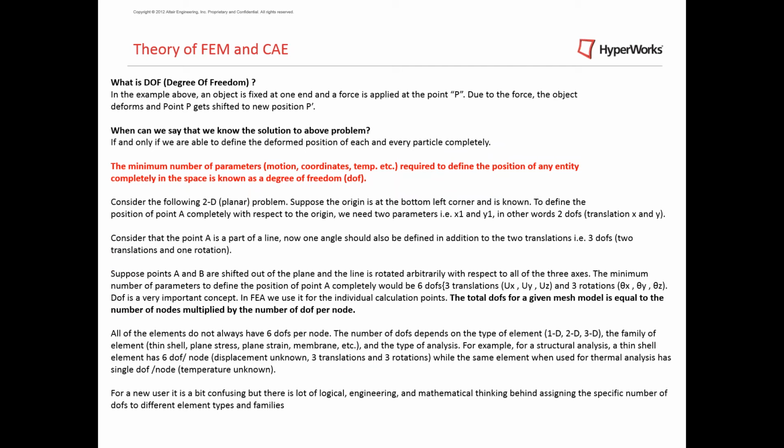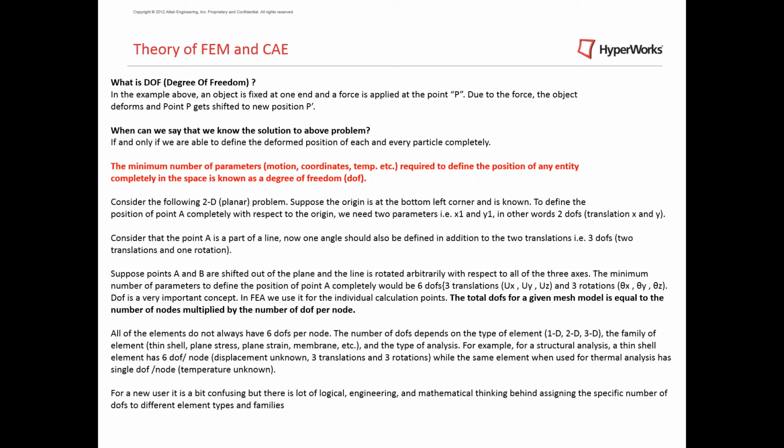Now we will see what is degrees of freedom, DOF. In the example, an object is fixed at one end and a force is applied at point P. Due to the force, the object deforms and the point P gets shifted to new position P dash. When can we say that we know the solution of the above problem? If and only if we are able to define the deformed position of each and every particle completely. So now we define the DOF, that is degrees of freedom. The minimum number of parameters, that is motion, coordinate, temperature, required to define the position of any entity completely in space is known as degrees of freedom.